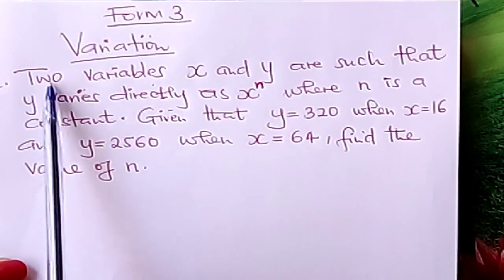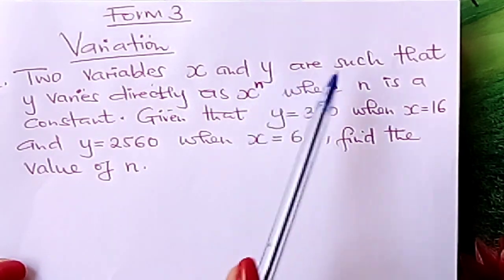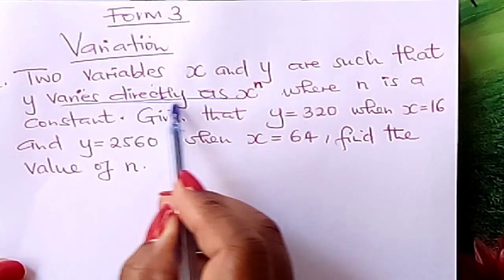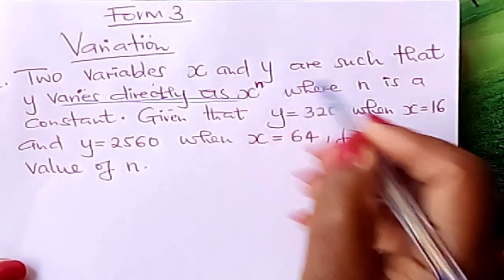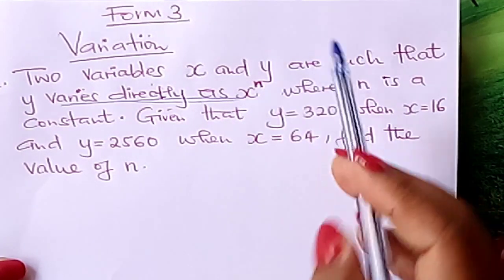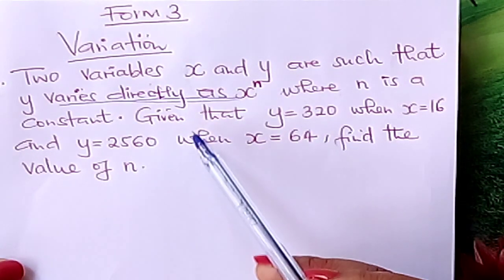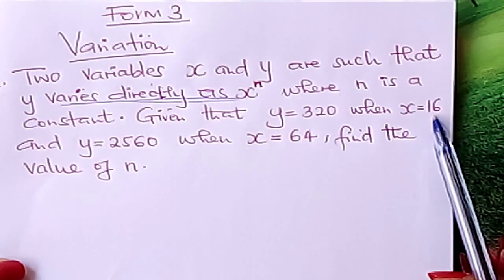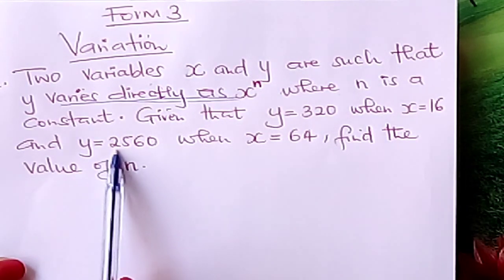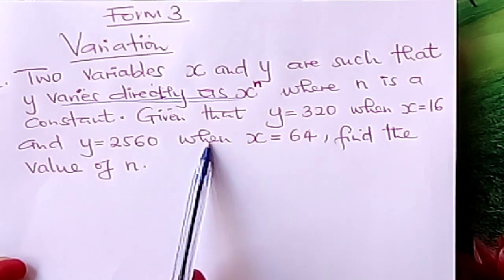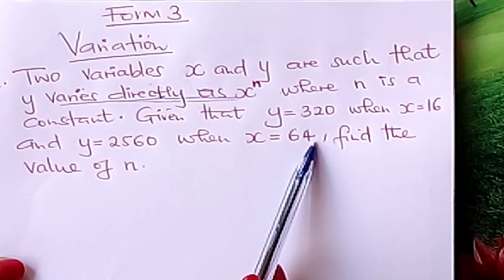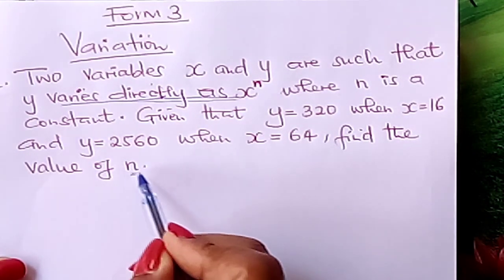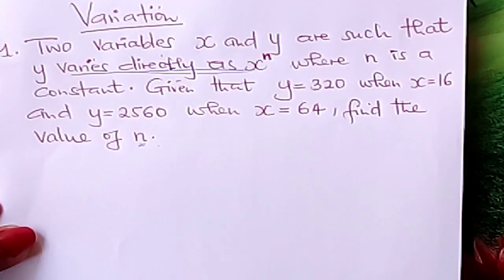Form 3 work. Two variables x and y are such that y varies directly as x raised to n, where n is a constant. Given that y is equal to 320 when x is 16, and y is equal to 2560 when x is 64, find the value of n. So how do you go about this?